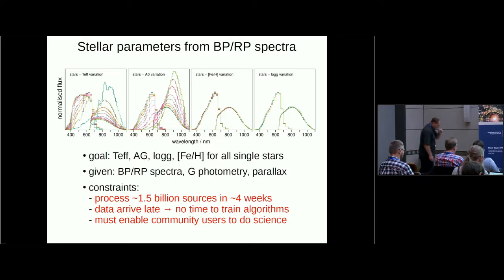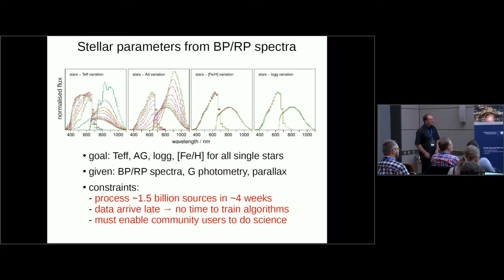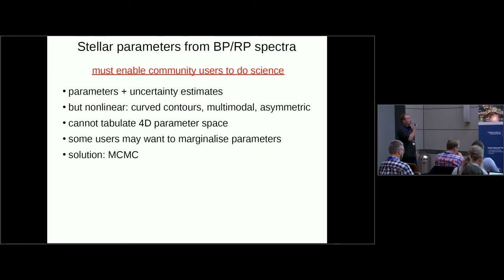And lastly, the most important constraint: whatever we do, we must produce something that the community users can actually use to do their science. Otherwise, it would be a complete fail from the beginning. So let's start with the most important one, enabling the community to do their science. Well, the most trivial consequence from that is that we not only must provide parameters, say the best fit temperature, but we must also provide uncertainty estimates, because without uncertainty estimates, you cannot do science.